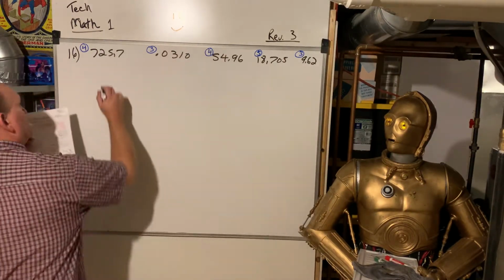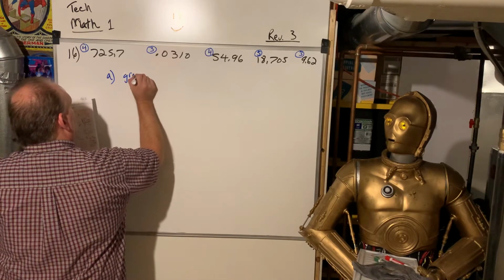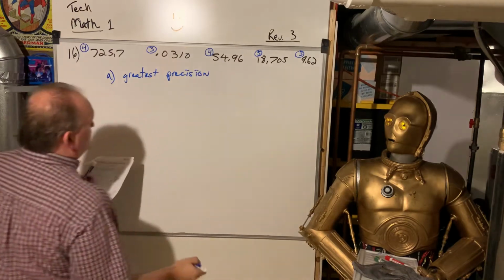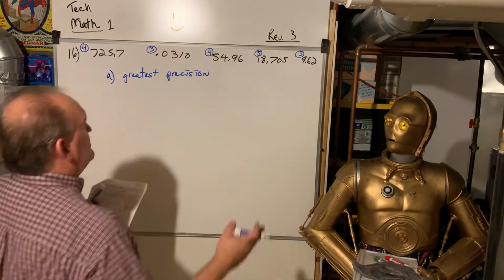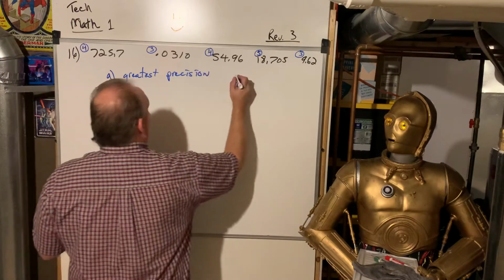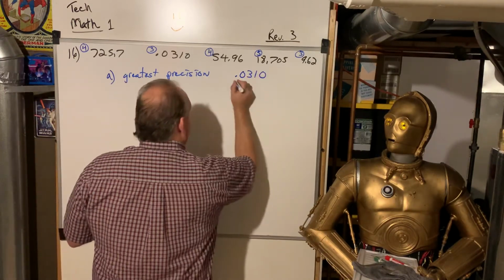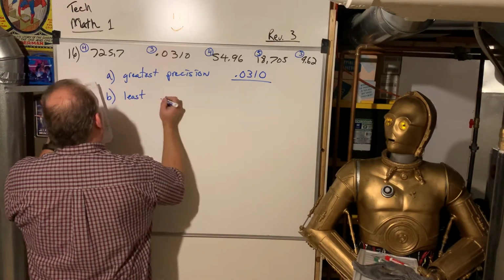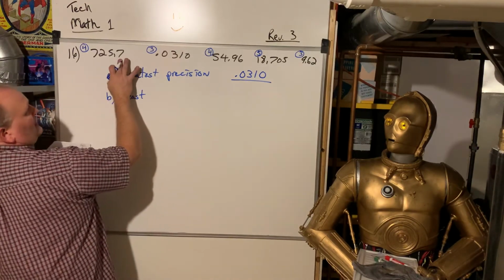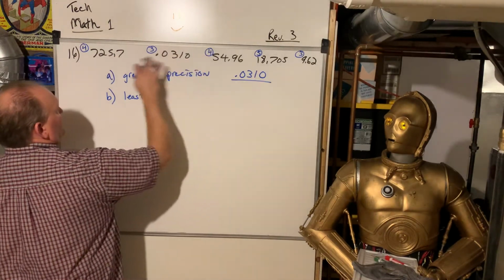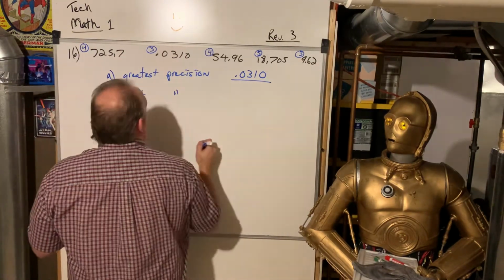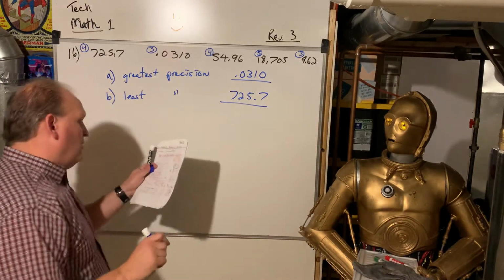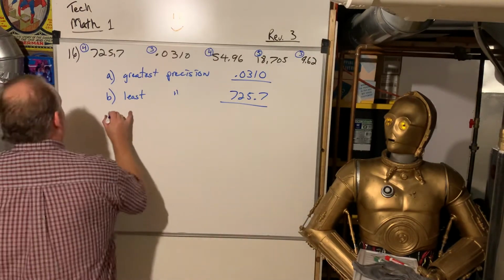Precision, easy peasy lemon squeezy. The most precise. So the greatest precision is just the most decimal places, so that's this one, wins. All right, that is the greatest precision. And then B, least precise, that would be the 1 to 10th place. So this one was the 10,000th place, this one is the 10th place. So least precision is 725.7. And now greatest accuracy, that's still easy.